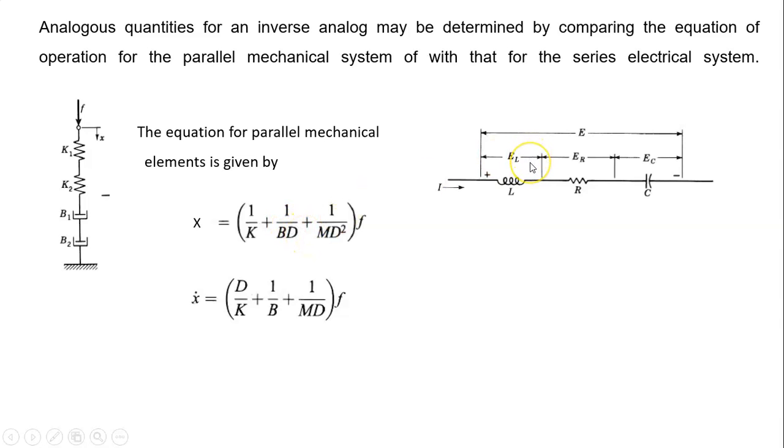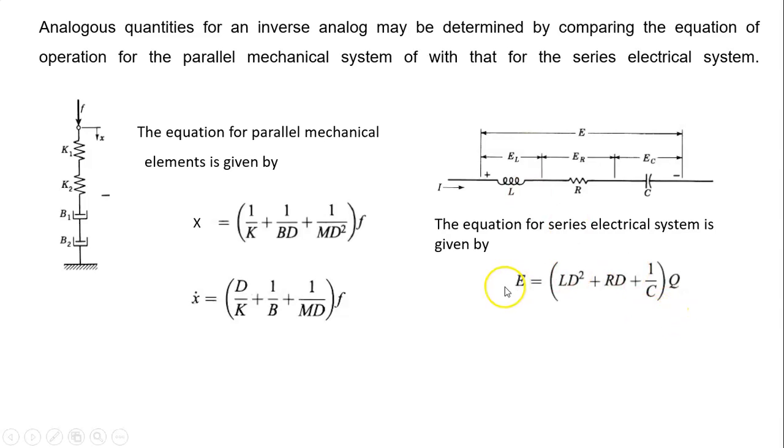Next we have seen this RLC series circuit, in which the total voltage drop E is equal to EL plus ER plus EC. L is the inductor, R is the resistor, C is the capacitor, and I is the current flowing through the circuit. Therefore the equation for the series electrical system is given by E is equal to LD square plus RD plus 1 upon C, into Q.